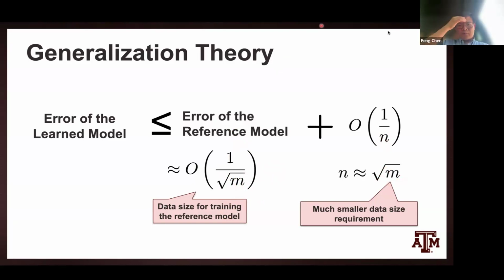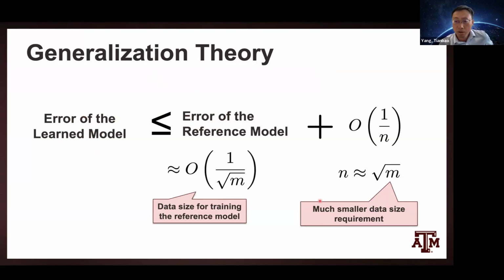Can I ask one question? Yes. Do you assume that the data set used to train the reference model and the data set used to train the target model follow the same distribution? Yes, here we assume they follow the same distribution, because otherwise we cannot compare the generalization error. We assume that the generalization error is taken over the underlying distribution of the data. We assume the same distribution.